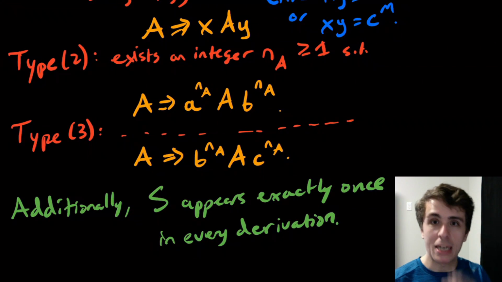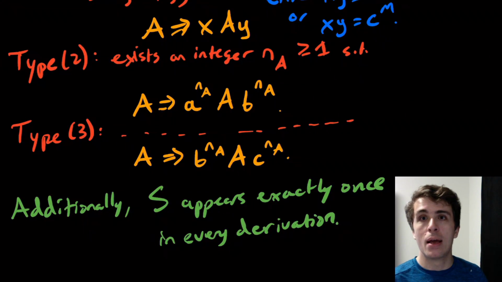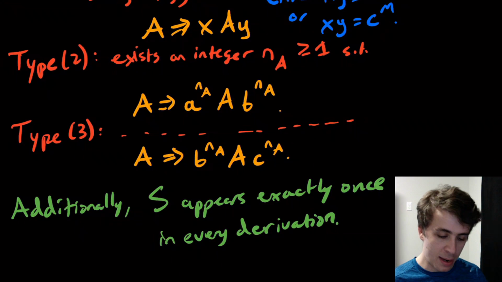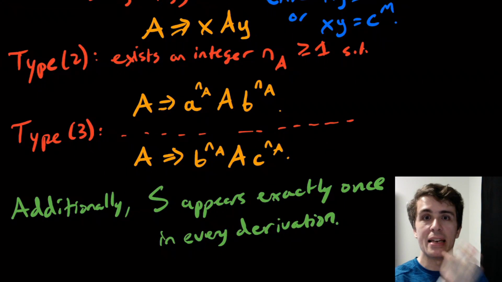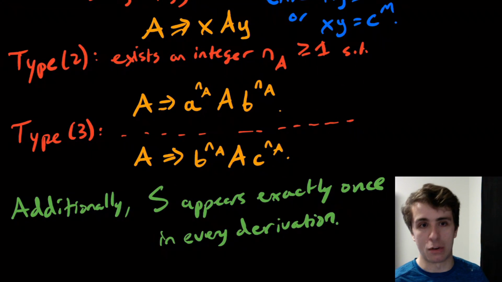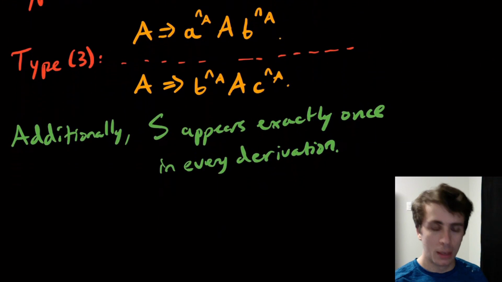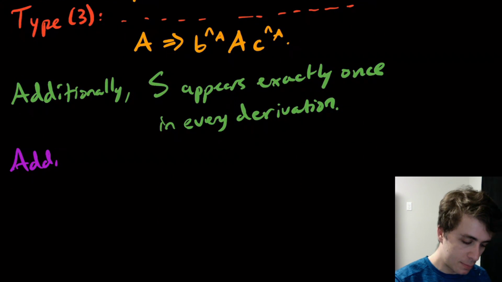Which is kind of surprising, because we had that s could appear on the right-hand side here, but in fact we can actually assume that s will have exactly one appearance in every derivation. It can never appear twice, so it can never be on the right-hand side of any rule in some sense. And then one more additionally, believe it or not.